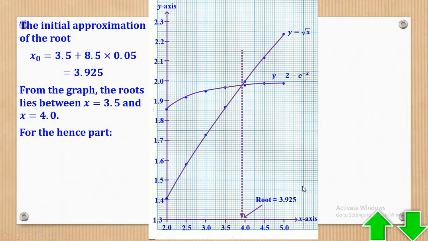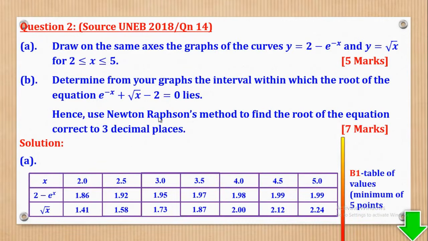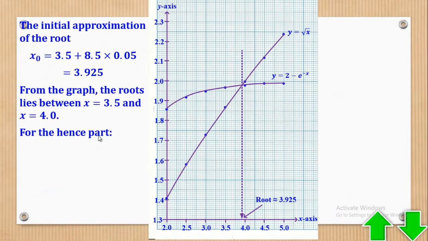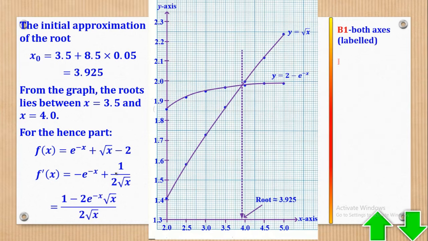So now we shall go to the hence part. In this question, they say hence use the Newton-Raphson method to find the root of the equation correct to 3 decimal places. So the first thing to do is to get the derivative of f(x). If I differentiate this, I'll come up with negative e^(-x). Differentiate root x, I'll come up with 1 over 2 root x. Then differentiate 2, I'll come up with 0. When I put them under one LCM, it will become that. So before I go to the next slide, let's see marks for this slide.